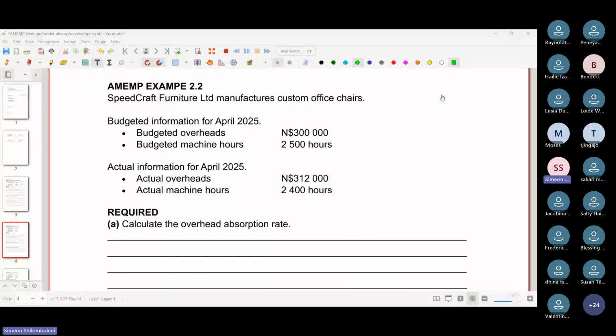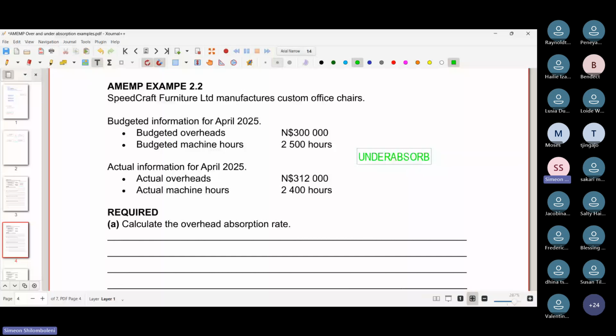You are done already. Let's give a few more minutes for everyone to finish. So it's under absorption. Under absorption, sir. All right, so you are saying it's under absorption.